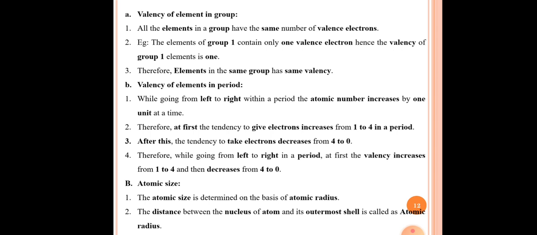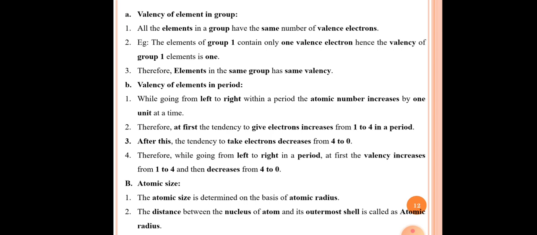The second property of elements is atomic size. The first point in atomic size is that atomic size is determined on the basis of atomic radius. The second point is that the distance between the nucleus of an atom and its outermost shell is called atomic radius.